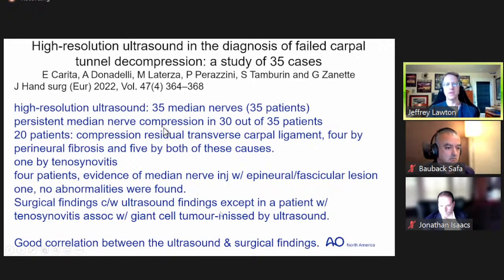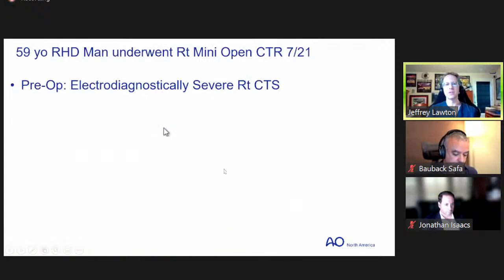But overall, they found that the surgical findings at the time of revision carpal tunnel release were actually very compatible with the ultrasound findings. Interestingly, they did miss a giant cell tumor, which was found at surgery but missed on ultrasound, which I found interesting. But overall, they found a good correlation between ultrasound and surgical findings at revision surgery.